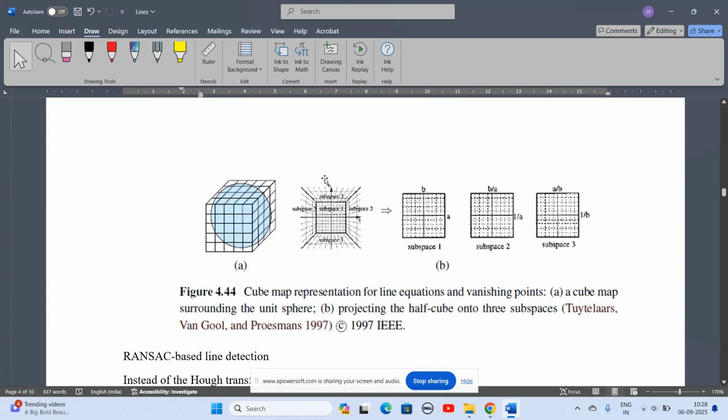Every cube is represented as six faces. Subspace 1, 2, 3, 4, 5, 6 is given. Positive face, negative face is there. X means we have positive x-axis, negative x-axis. Y means we have positive y, negative y. Z is used to represent forward or backward. So the cube has six faces. In order to represent the six faces, we need six subspaces in 2D form.